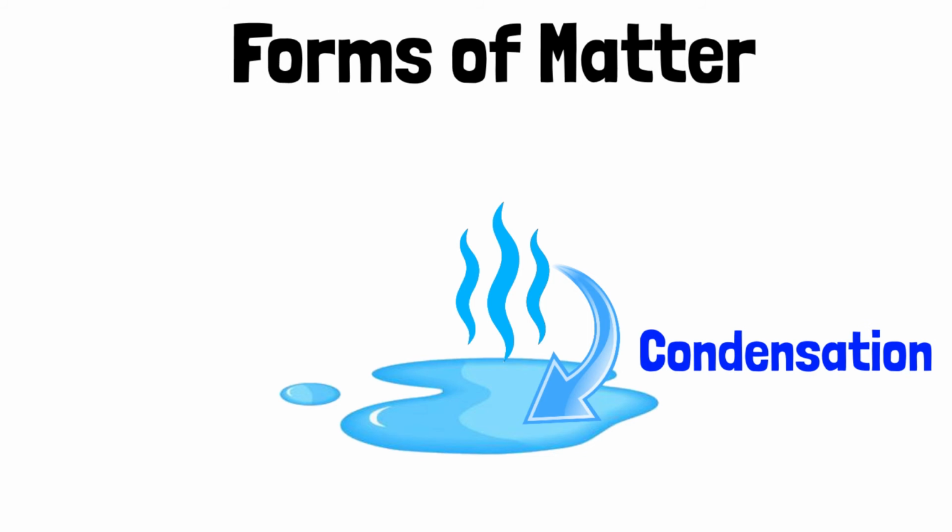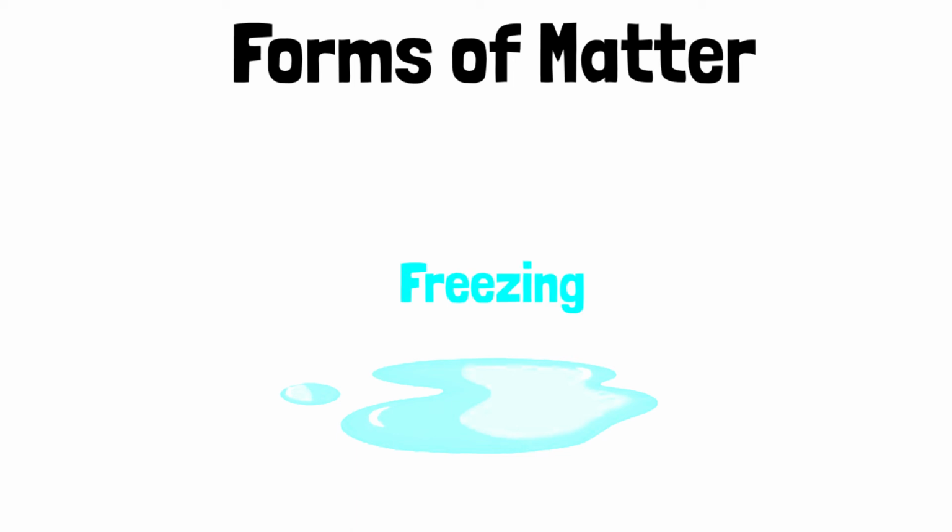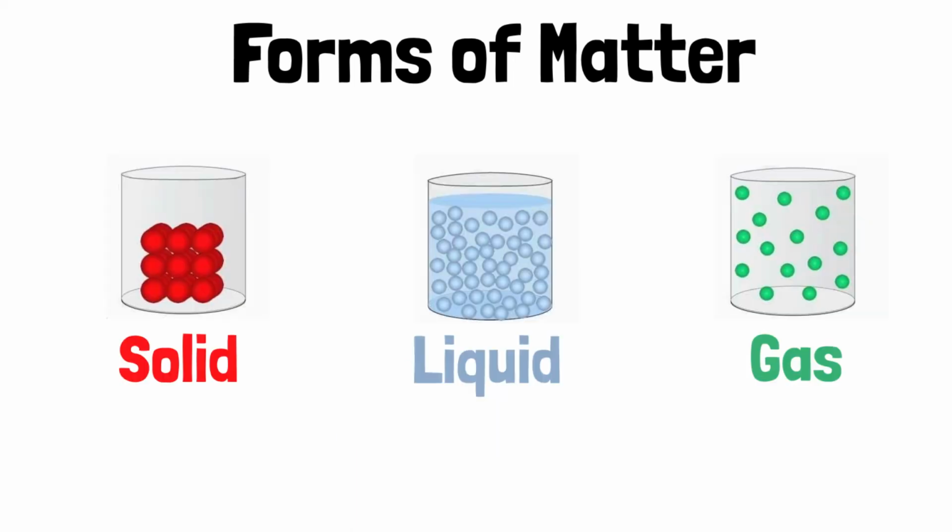Finally, if water in its liquid form were to continue to lose energy and cool, the particles would no longer be able to slide past one another, and so they would change back into water's solid form of ice. That process is called freezing. Remember, the state in which matter exists is determined by how much energy its particles have.